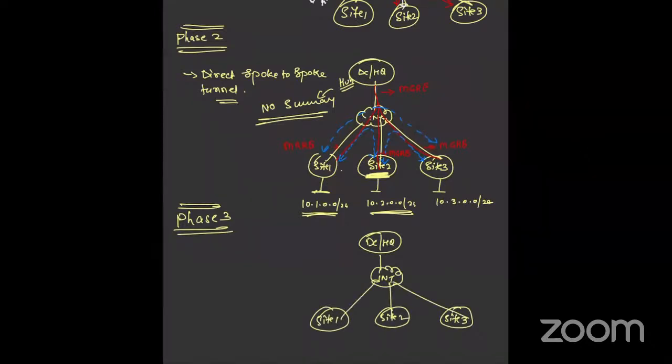Okay, so again, you will have the mGRE on all sides. You will have tunnels created between your sites, right? The only difference is that here they introduce a new packet, or a new thing, which is known as the NHRP redirect message.